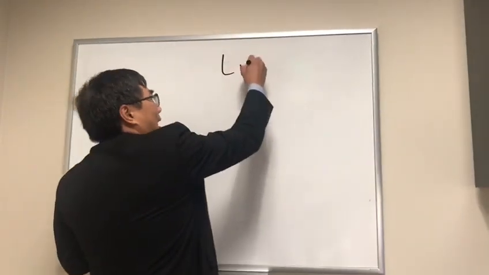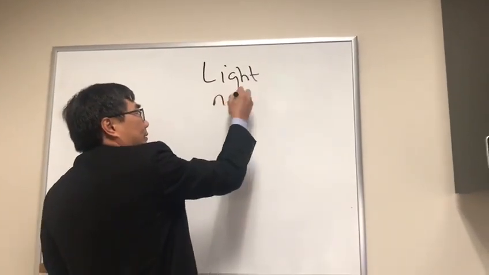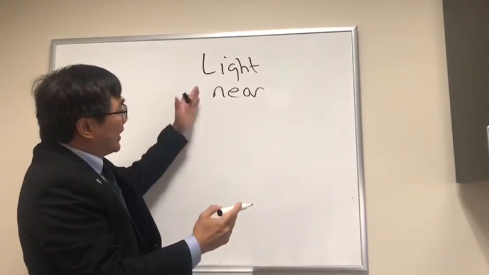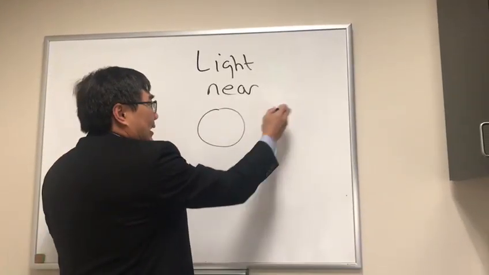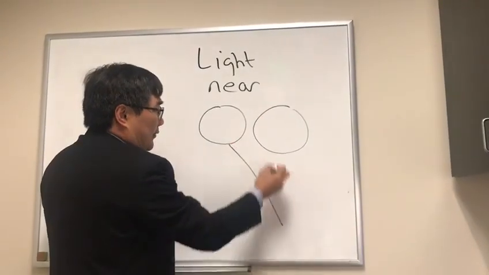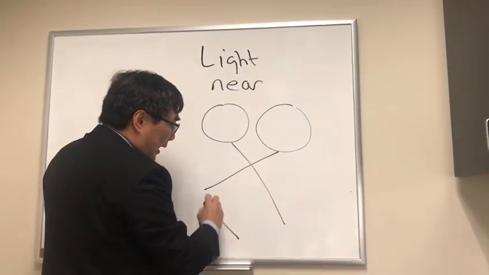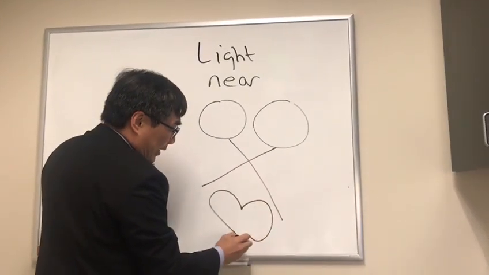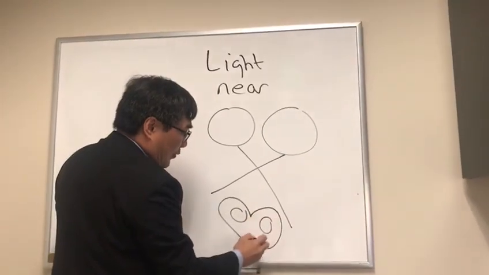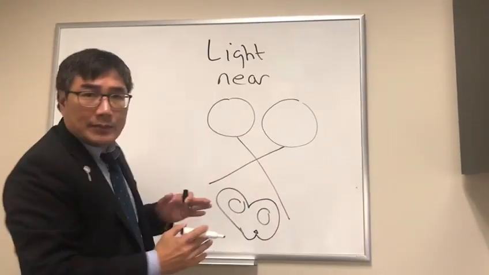So we're going to be talking about light and near for the pupil. Normally the light and the near reaction are similar, so you don't have to check both of them. And there's an efferent pathway and an afferent pathway for the light and the near pathway.